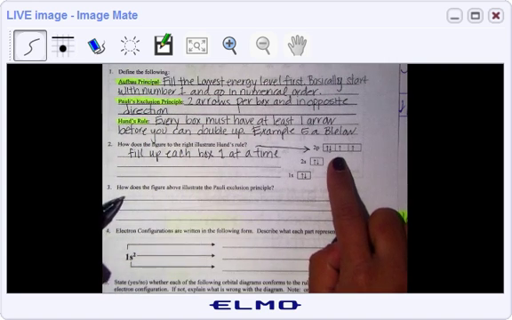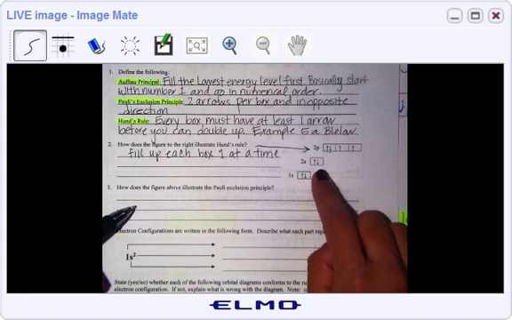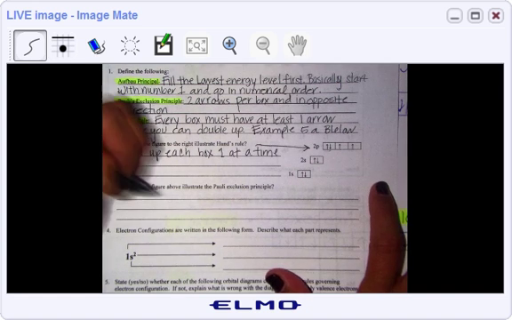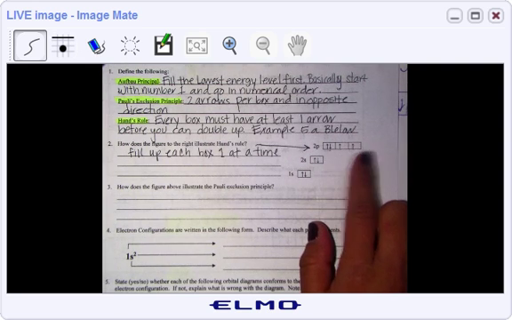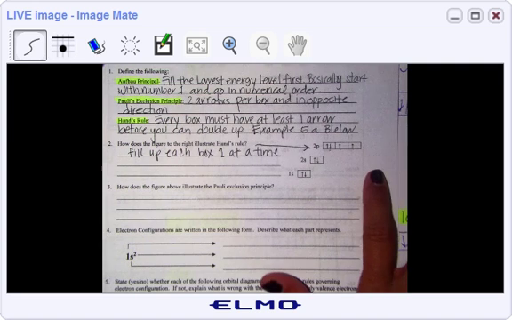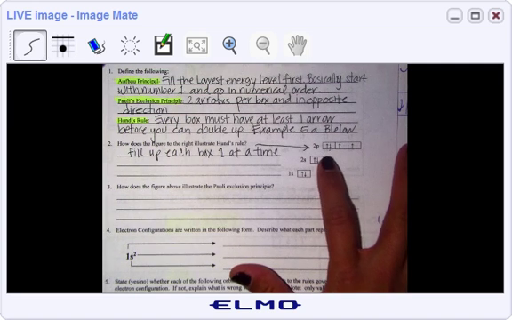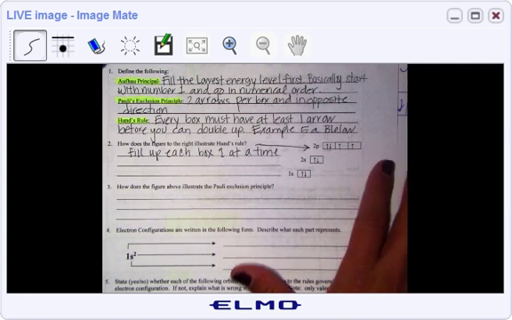Number 3, how does the figure above illustrate the Pauli exclusion principle? According to Pauli, there's 2 arrows per box. That's exactly what they did. 2 arrows per box in opposite directions. There's not 2 arrows in these last 2 boxes because there were not enough electrons. Whatever element they were getting to, it stopped right there. So in the last p level, there's only 4. 1, 2, 3, 4.